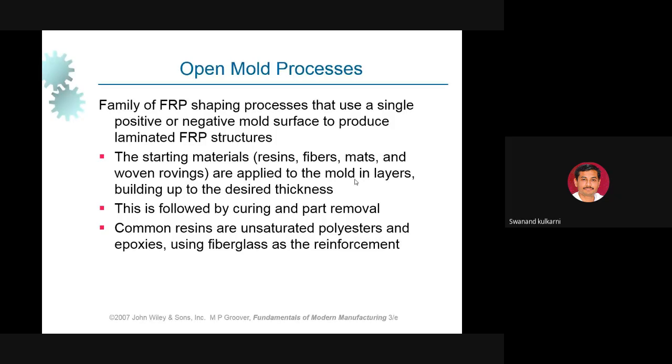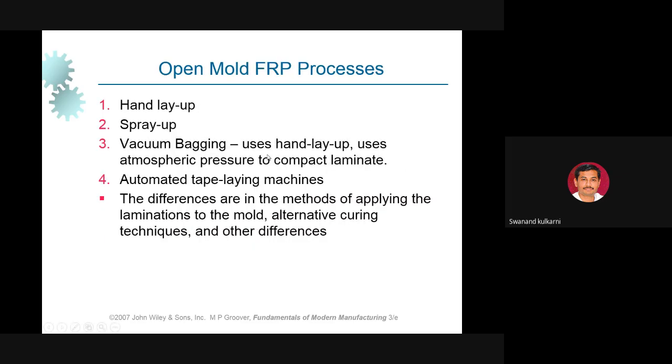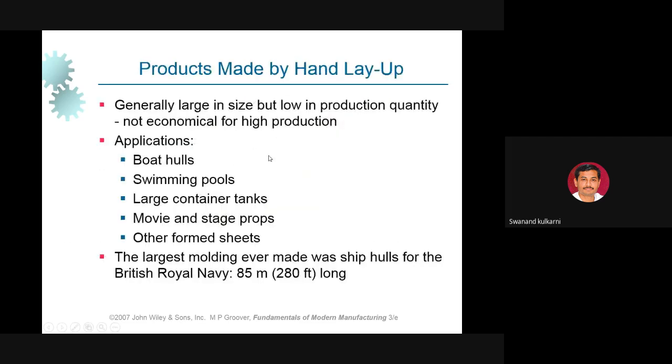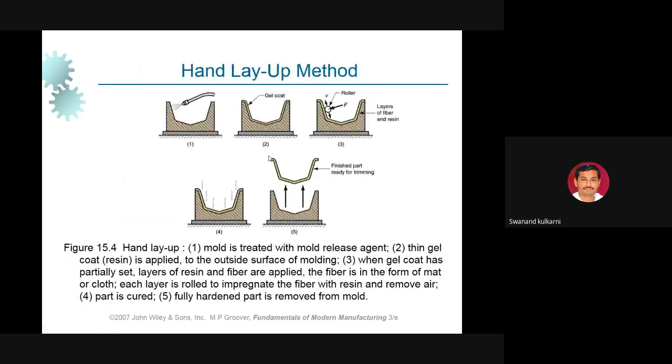Now open mold processing. So fiber reinforced plastic shaping processes that use a single positive or negative mold. Is it okay? So we will try to go through the different techniques with the help of some figures. Let us have a look on this screen, and go one by one through the methods. We will start here. This is one of the common techniques used in fiber reinforced plastic, which is called the hand layup technique. Now, how this hand layup technique is useful to manufacture the composite material, you should look at it.